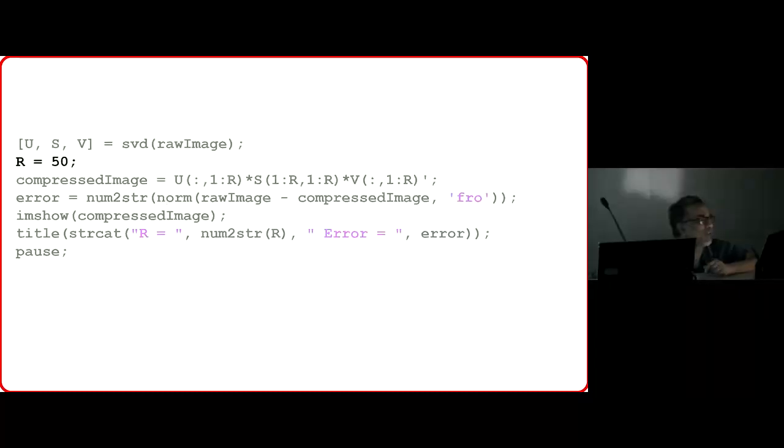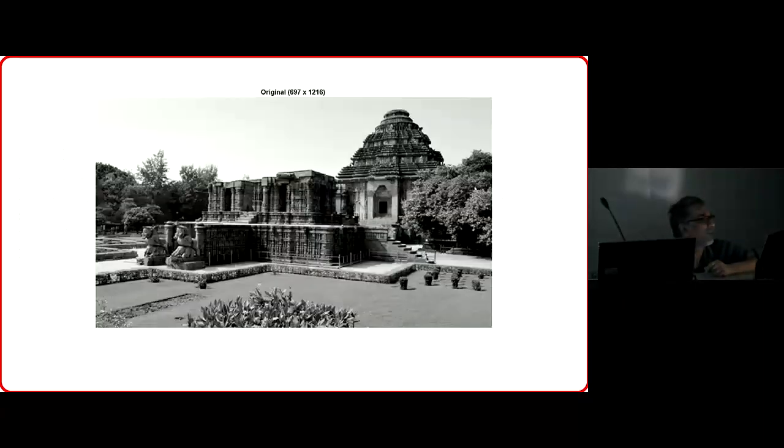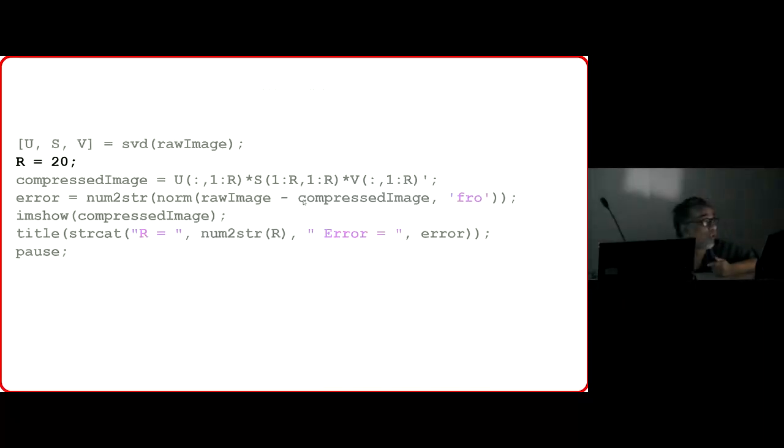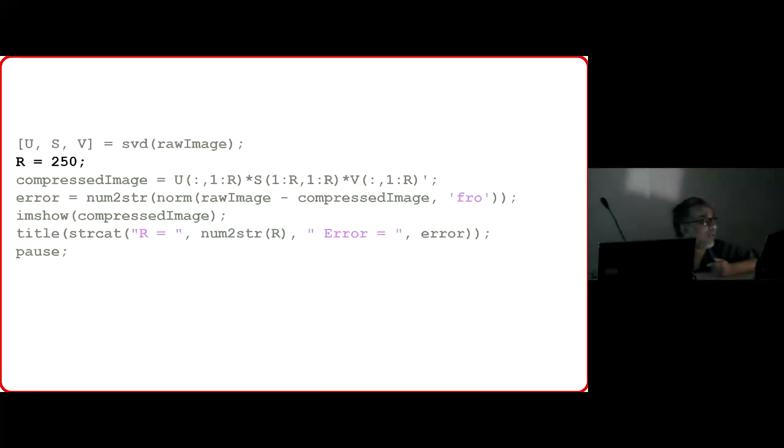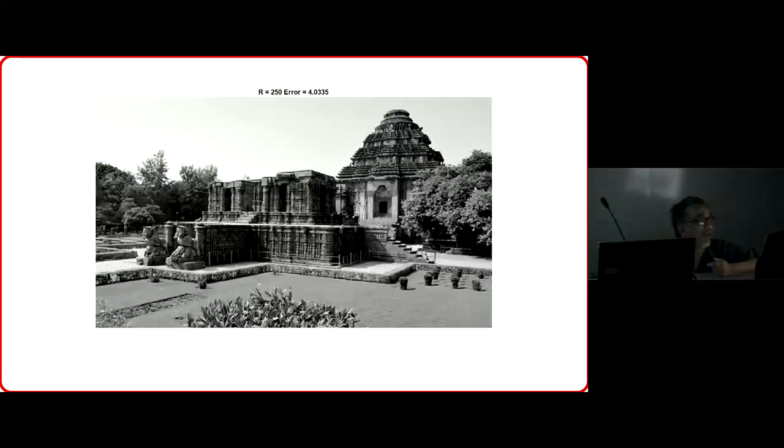What was the original size? Not 697, it's only 20. Then 120. Then 250. You practically see the whole image. 400. This is the error. And this is the original. Practically no difference, right? Now, why do I achieve image compression?